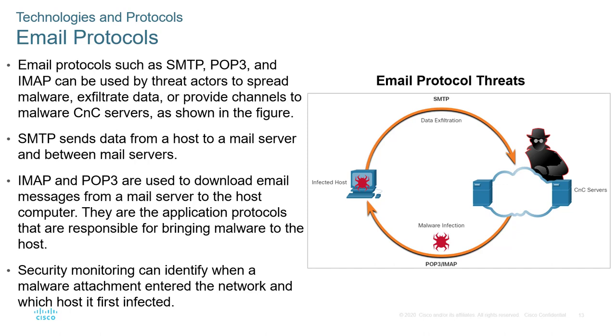So security monitoring can identify malware attachments if we are looking at IMAP and POP3 as they come into the network. We may actually have all POP and IMAP go through some type of mail filter looking at the attachments. That way we could better understand what type of attachments are coming in and check them for possible malware before they even enter the network.